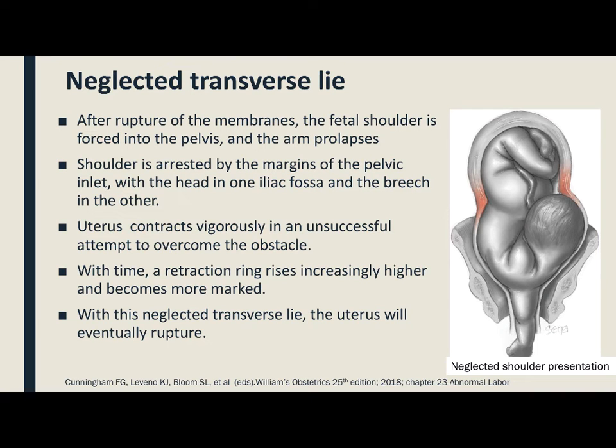We also have the neglected transverse lie. After rupture of the membranes, the fetal shoulder is forced into the pelvis and the fetal arm prolapses. So the shoulder is arrested by the margins of the pelvic inlet with the head in one iliac fossa and the breech in the other. The uterus contracts vigorously in an unsuccessful attempt to overcome this obstacle. With time, a retraction ring, such as you see here, these red marks, this is what you call the pathological ring of Bandl, rises increasingly higher and becomes more marked. With this neglected transverse lie, the uterus will eventually rupture.